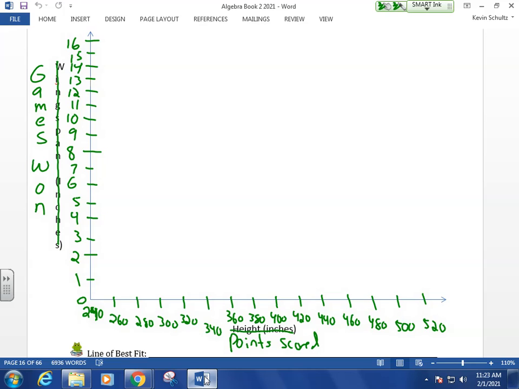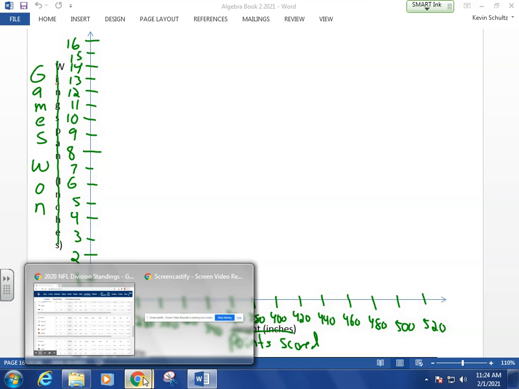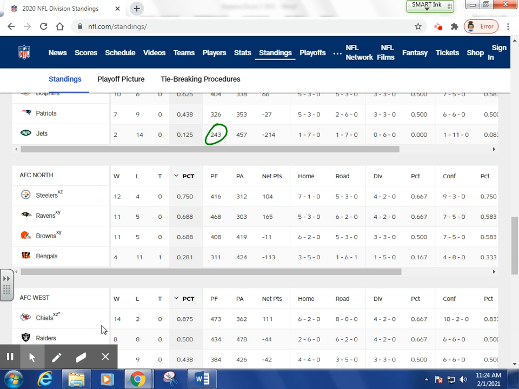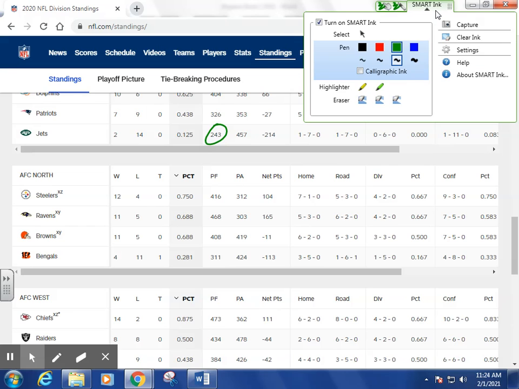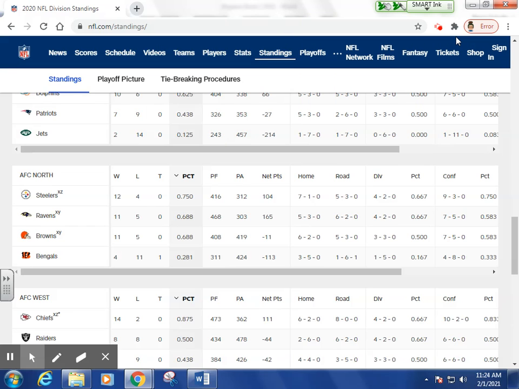Okay. So if you've got your device, you can go to NFL.com/standings, or NFL.com and click on standings here. NFL.com/standings. You can share. Or NFL.com and click on standings.